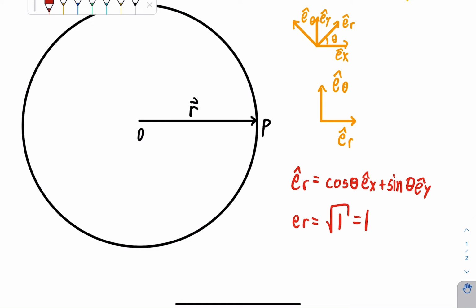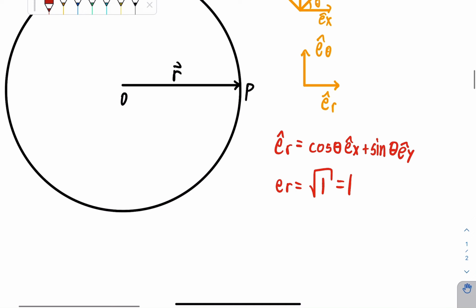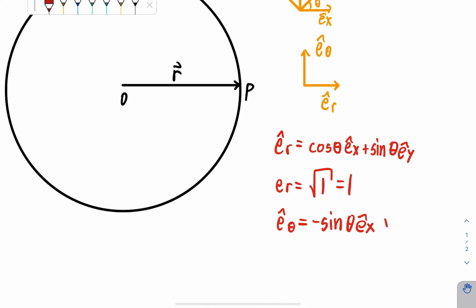Okay, now let's find the expression for our e sub theta vector. To find our e sub theta vector, we need to look once again at the basis vectors, and then we can find that our x component is going to be the negative sine of theta. So we have e sub theta equal to negative sine of theta times the x basis vector plus cosine of theta e sub y.